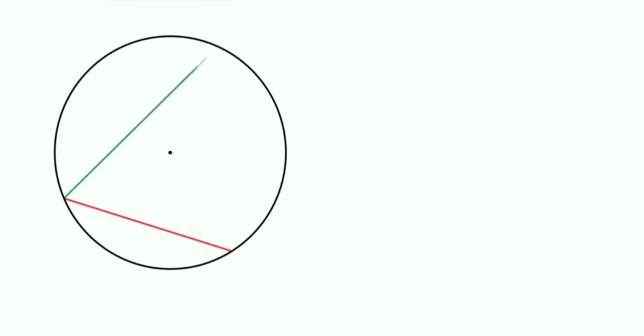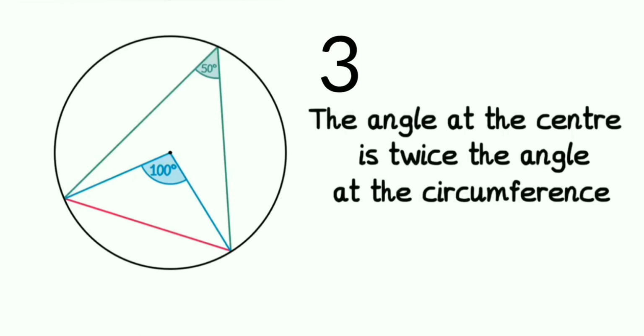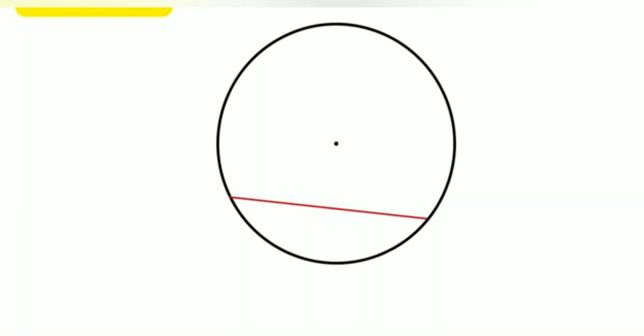Now I'm drawing a chord here, and then an angle up there. And then I'm going to draw another angle at the center subtended by the same chord I've drawn. So in this case, the angle at the circumference is 50 and the angle at the center is 100. This means that the angle at the center is twice the angle at the circumference when they are subtended by the same chord. If the angle at the center is 80, then at the circumference it will be 40.